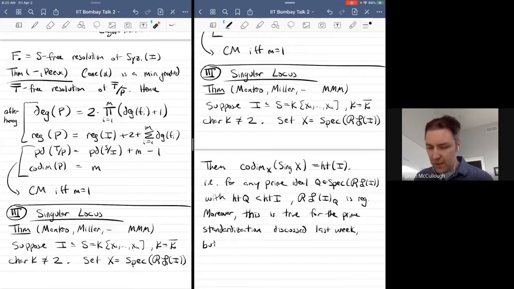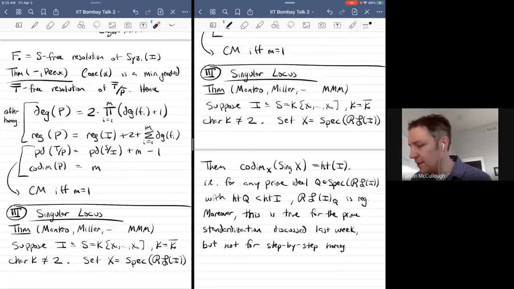But we also give examples to show that this is not true for what we called step-by-step homogenization. And if you weren't here last week, the prime standardization, the idea here is just take a variable of degree d, add a whole bunch of new variables, and replace that degree d variable by something very general, a form that's very general in these new variables. And if you take enough new variables, this works.